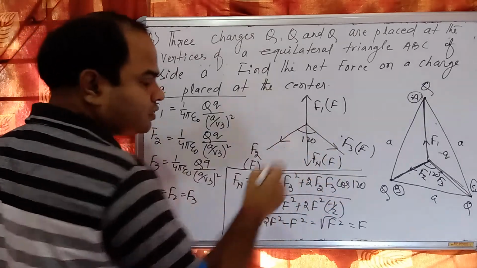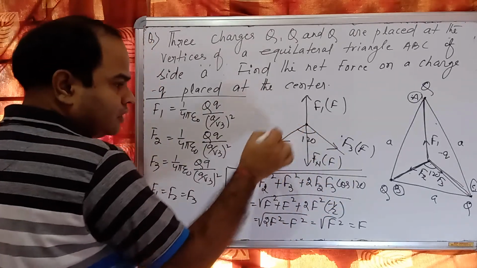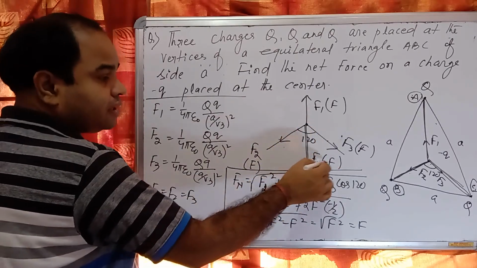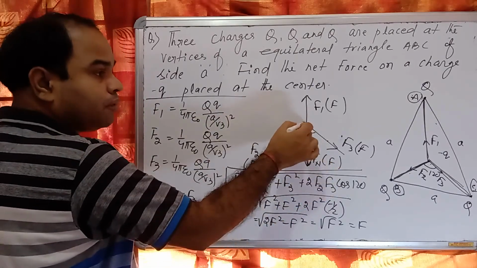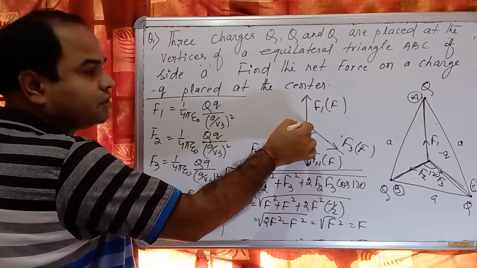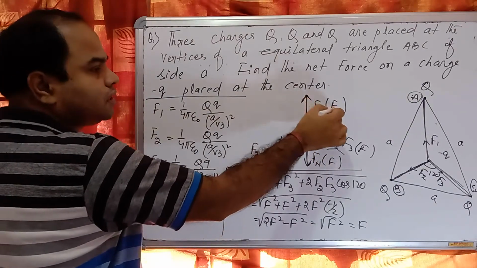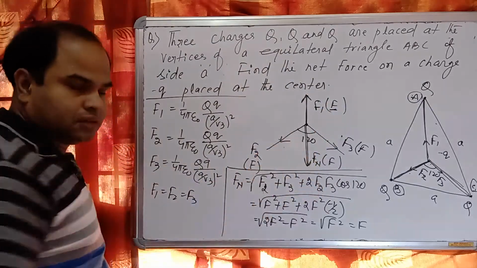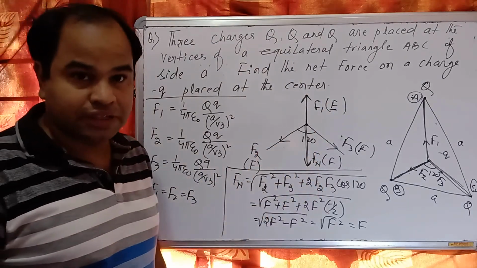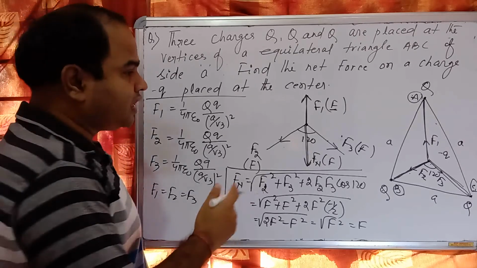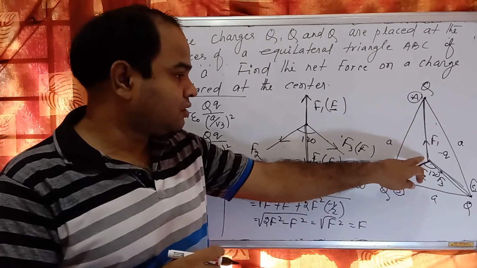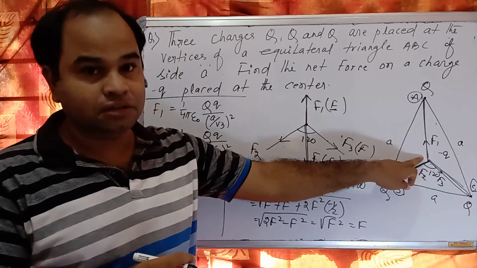So if you see, the resultant is this, that is Fn, equal to F, in the anti-clockwise direction. The force F1 is also equal to F. So that means F1 and F net will cancel each other. So the net force will be 0. The net force acting on the charge minus q placed at the center is 0.